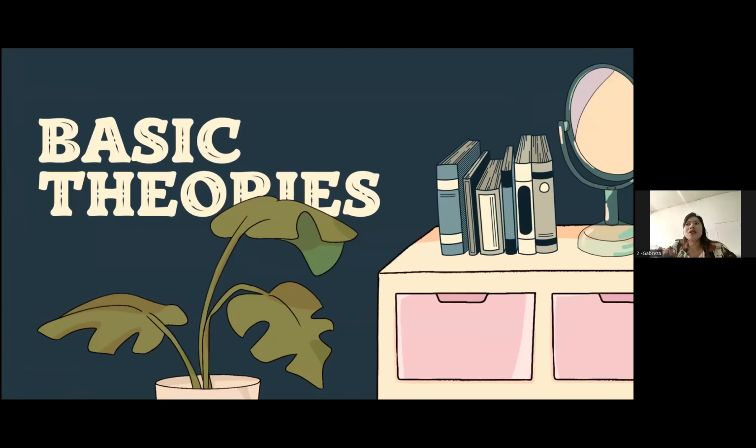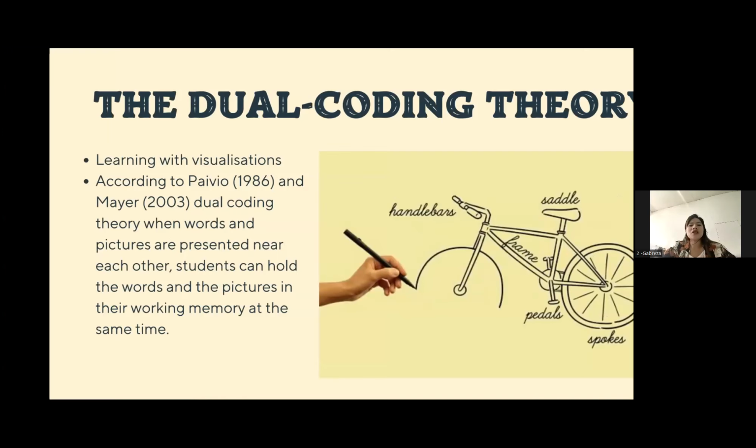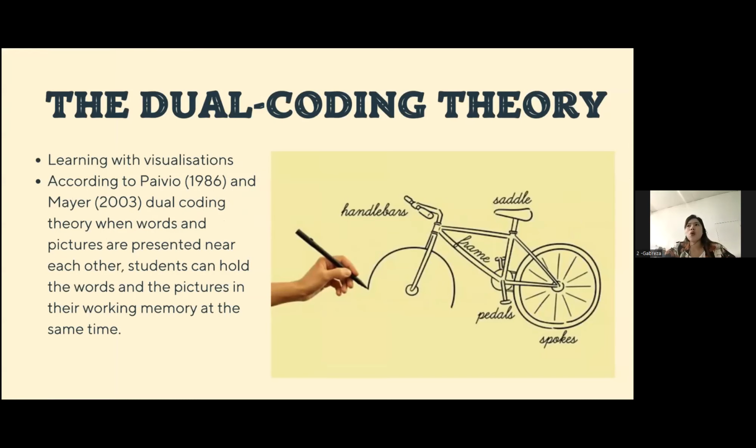So we have basic theories. First is the dual coding theory. It is learning with visualization. According to Paivio and Mayer, in dual coding theory, when words and pictures are presented near each other, students can hold the words and pictures in their working memory at the same time.